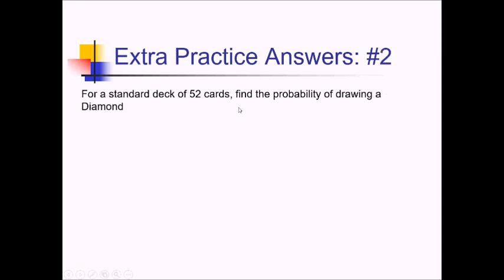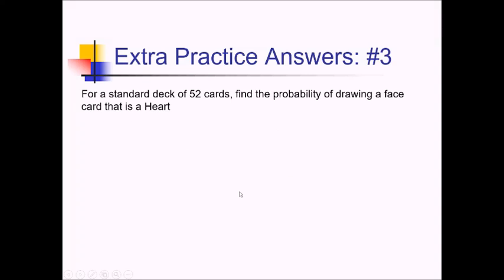For this, we want the probability of drawing a diamond out of a deck of cards. So there's 52 cards total, so that's our total possibilities for this one. And the probability of a diamond, well, how many diamonds are in a deck of cards? There's 13 of each suit, including diamonds, so that's 13 over 52, which reduces to 1 over 4.